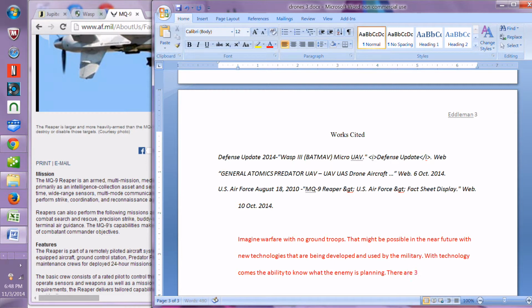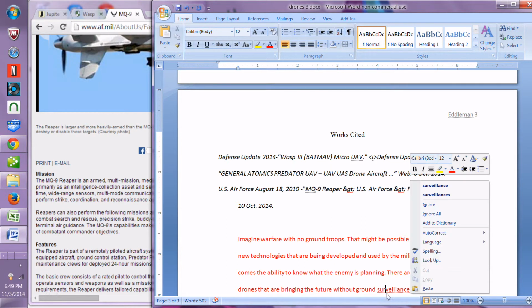There are 3 currently used drones that are bringing the future of warfare without ground troops to us, and it might be surveillance. I don't know how to spell surveillance though. Surveillance.